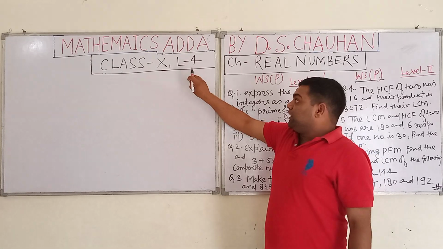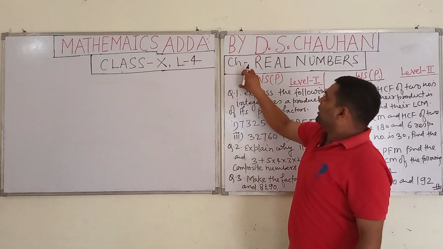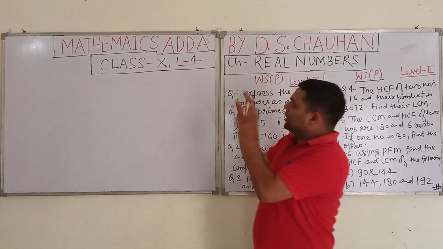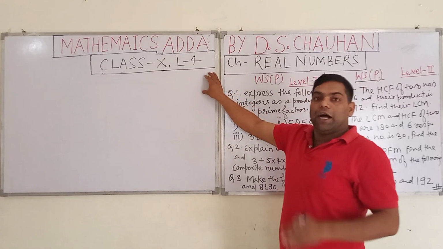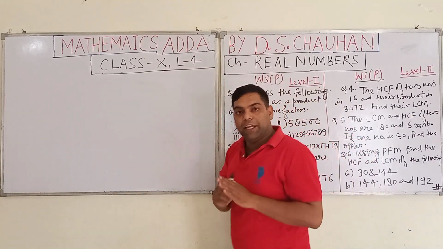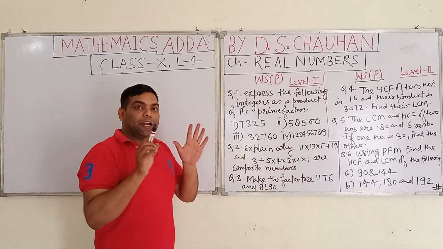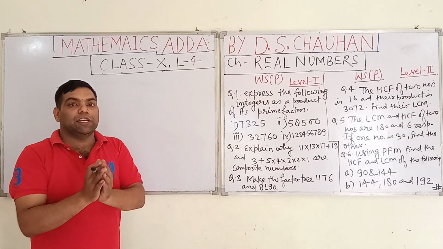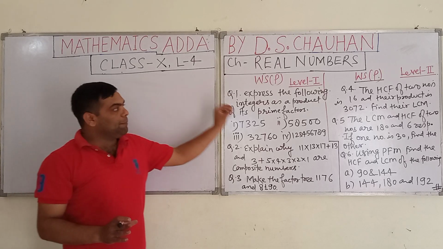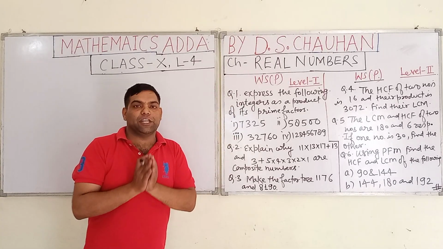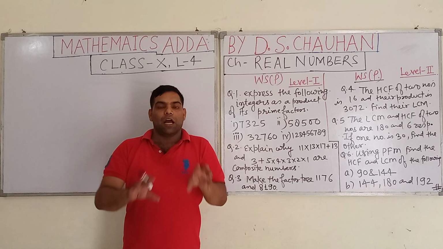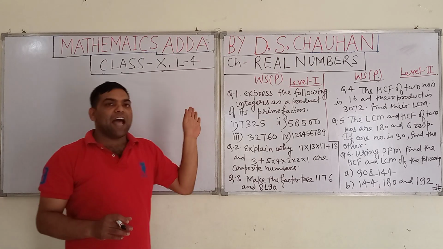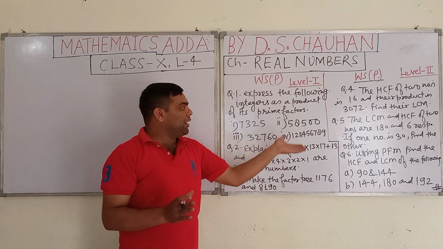Students, this is the fourth lecture in the chapter Real Numbers. Up to the third lecture of this chapter, I have told you about the application of the fundamental theorem of arithmetic, where you have learned to find the HCF and LCM of numbers with the help of the prime factorization method. Also, with the help of the fundamental theorem of arithmetic, I have told you how a composite number can be expressed as the product of primes or powers of primes.